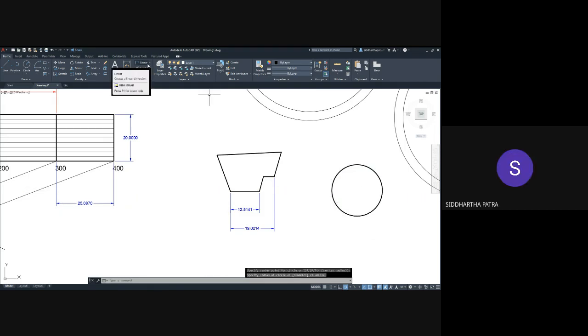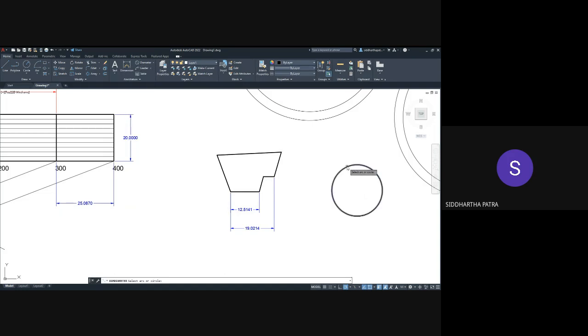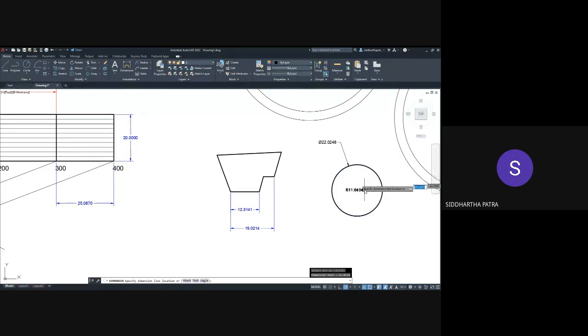If I am dimensioning a circle, this is not the correct way. Okay, although it shows in the AutoCAD like this, but this is not the correct way. Let's see what happens if I go with radius. No, this is also not correct way.